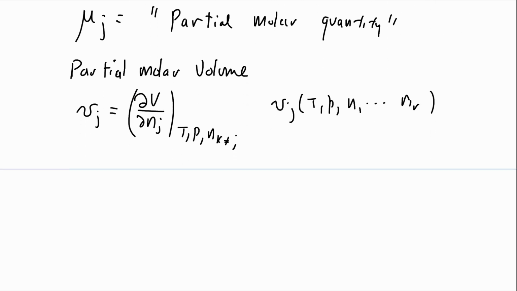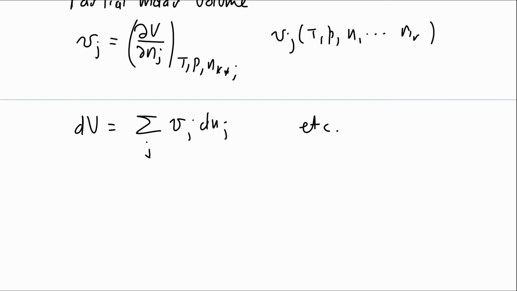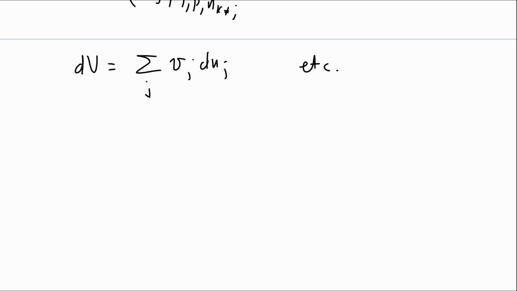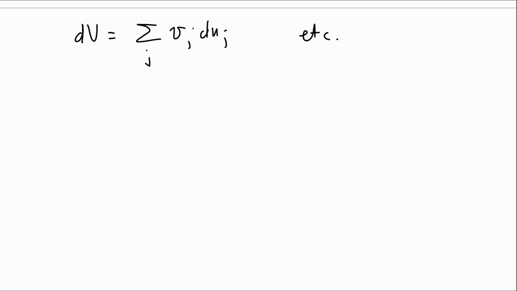So there are a lot of these quantities, and the book talks about them a lot more. I'm not going to go into that too much, but we have dV as the sum over j of v sub j dn sub j, and so on. Anything you can imagine, we can have a partial molar quantity associated with it. But mu is one of these things, and that's the one we will talk about.